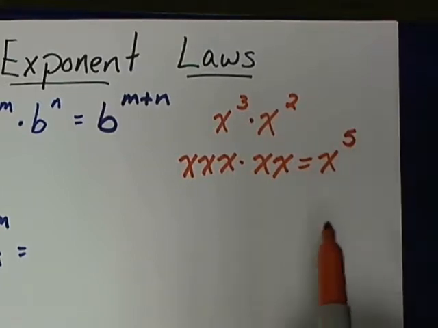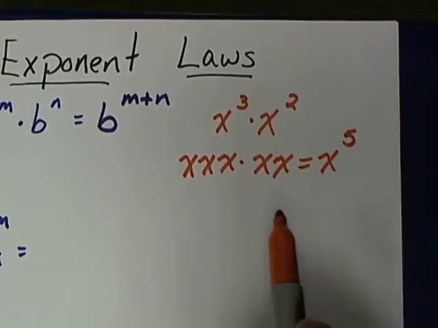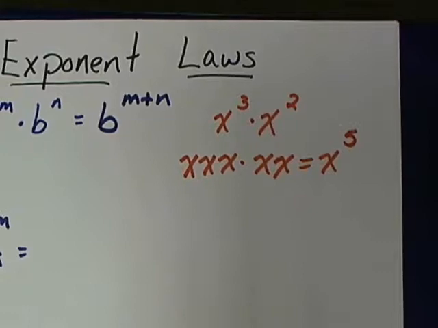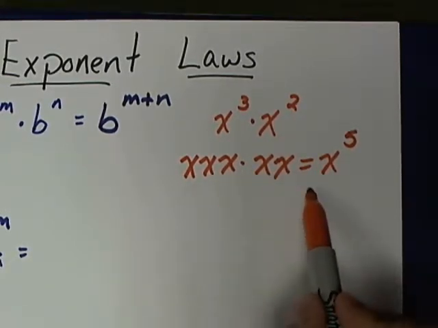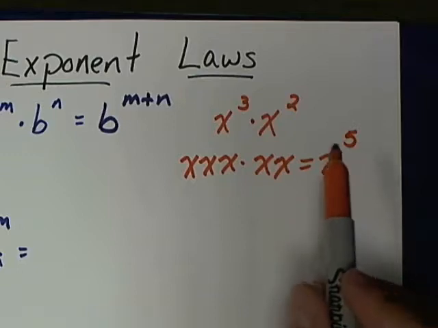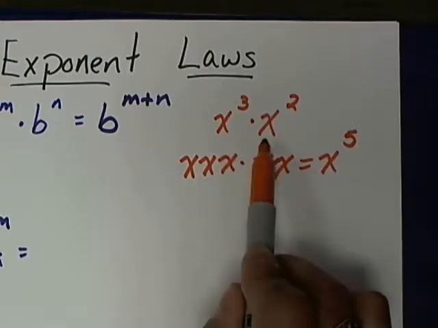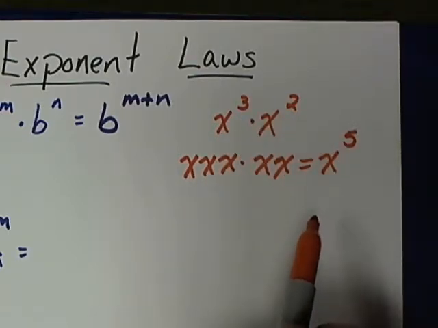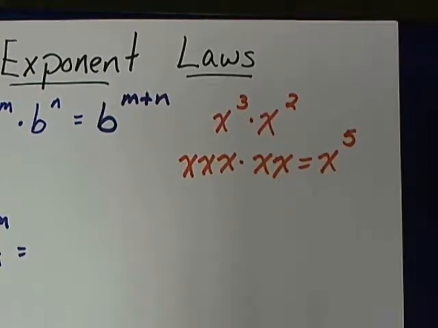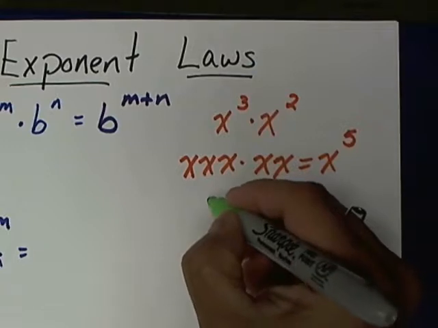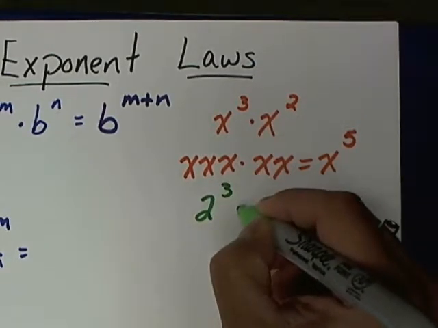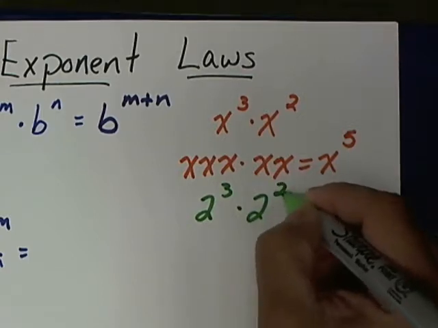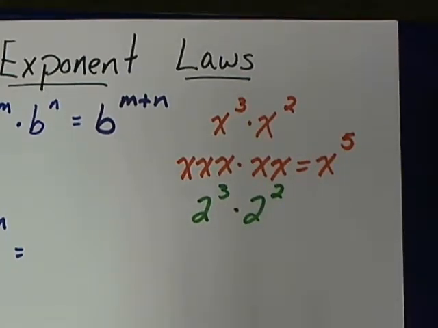Well, instead of having to write it out like that every time, we notice that 3 plus 2 is 5. So after doing a boatload of these, instead of expanding it out like this, we can apply the law that when multiplying like base numbers, you add the exponents. And just to make sure that we're on the right page, what happens if that was 2 to the third times 2 squared? What's our result in that case?